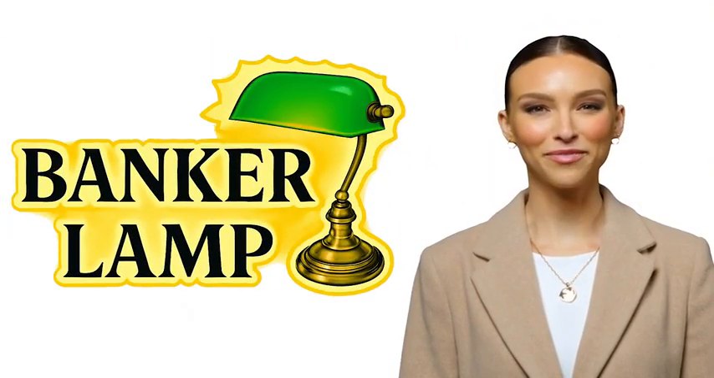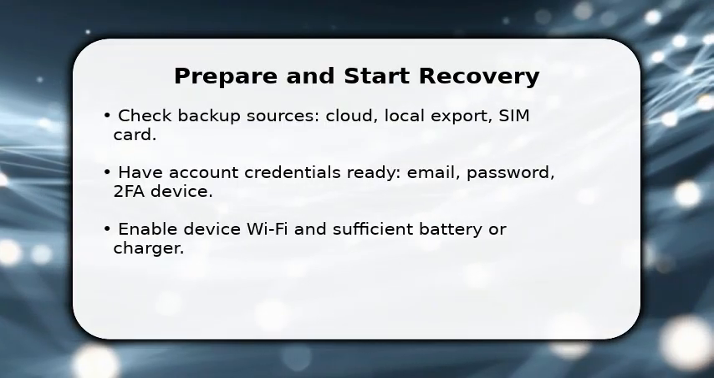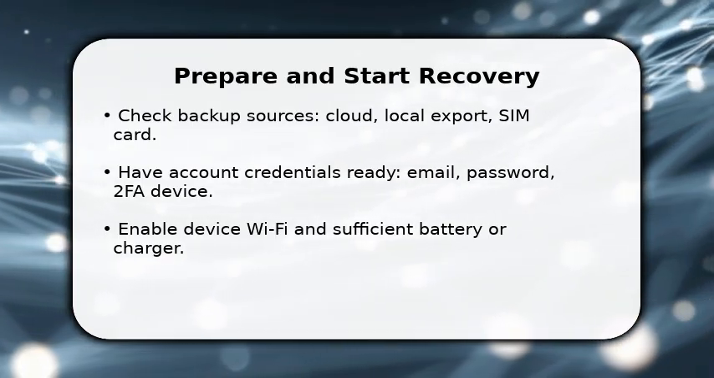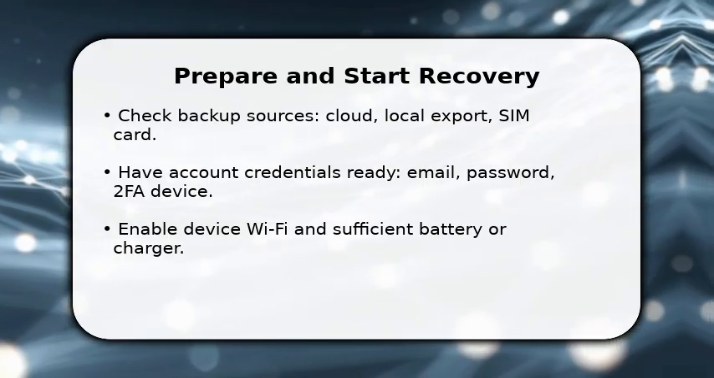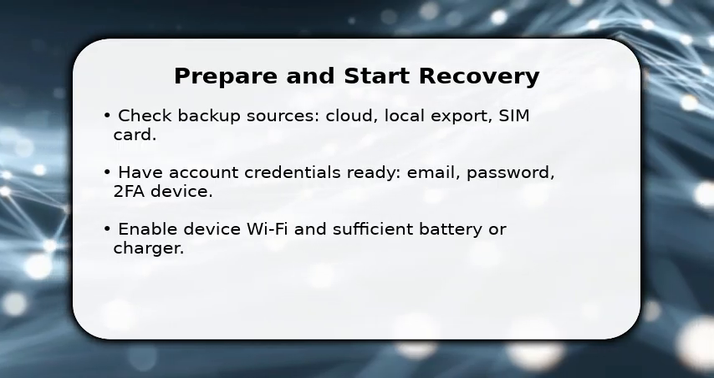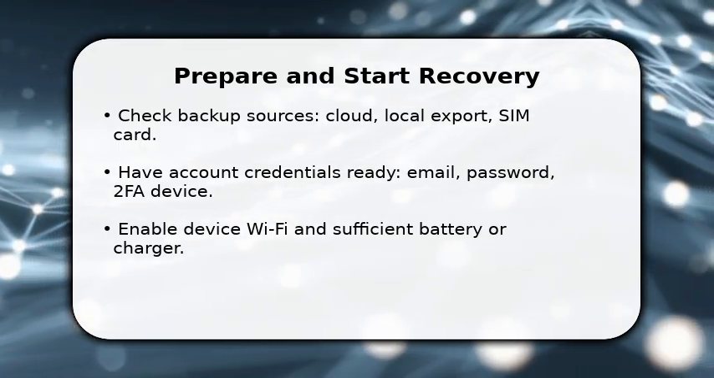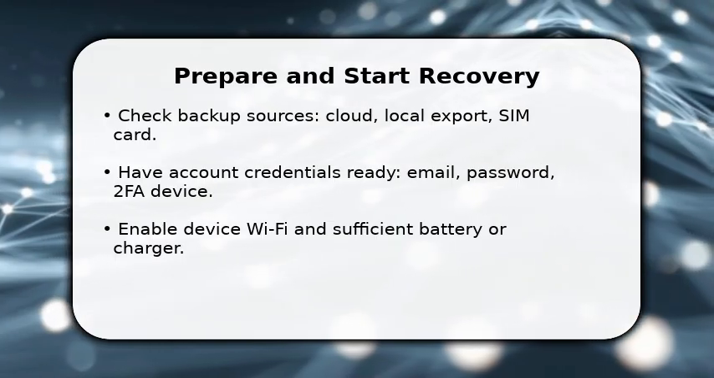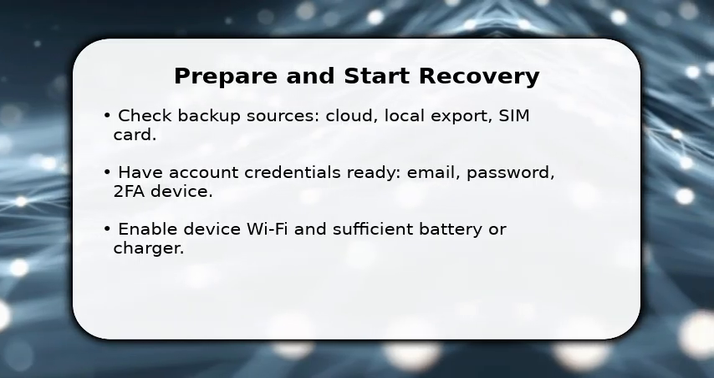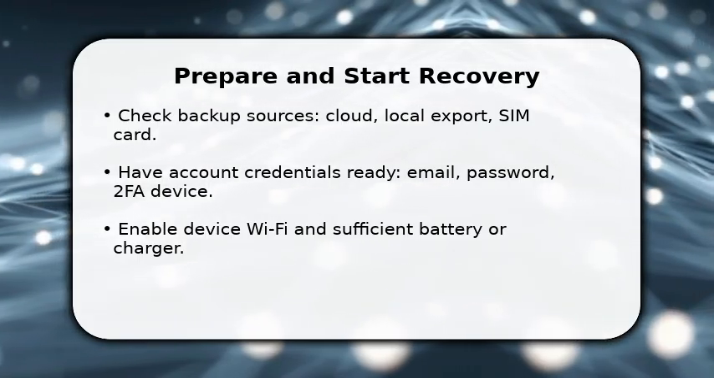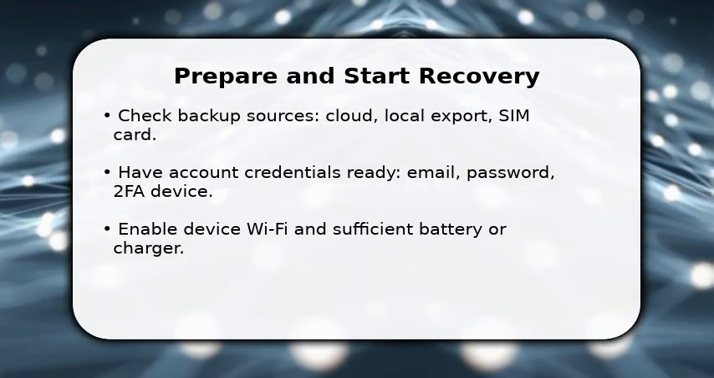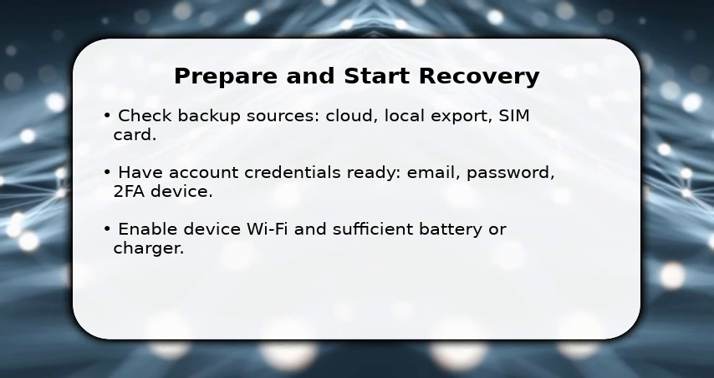Please enjoy the video. You will begin by confirming where the contact might exist and opening the fastest recovery path. Check cloud backups, local exports, and the SIM card now. Once done, sign into the primary account that holds contacts and make sure two-factor authentication is available so you can complete verification without delay. If prompted, request a backup code or use the trusted device. These steps ensure you won't lose momentum and that you can access the recovery tools immediately.